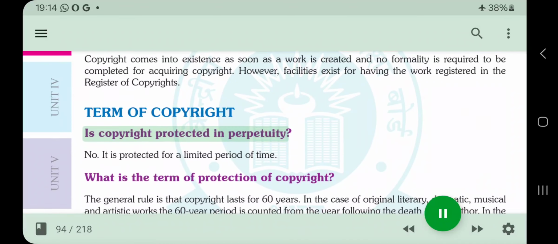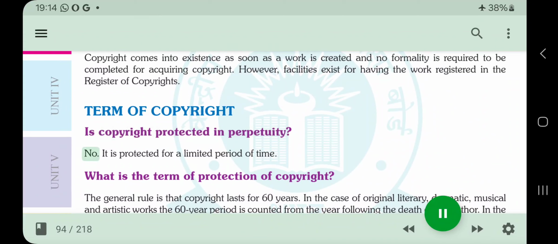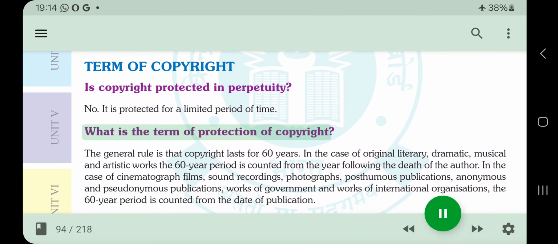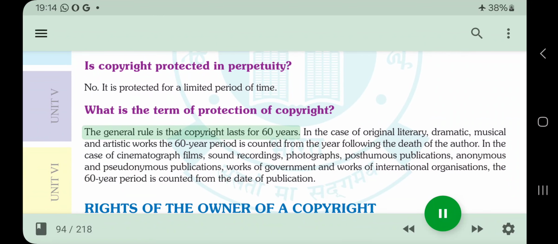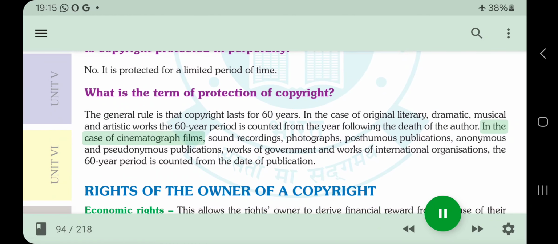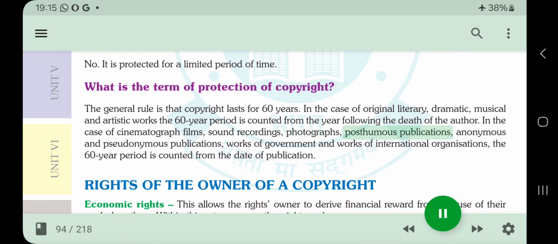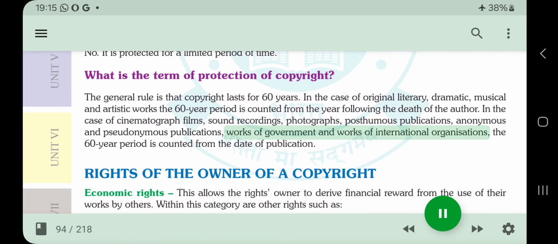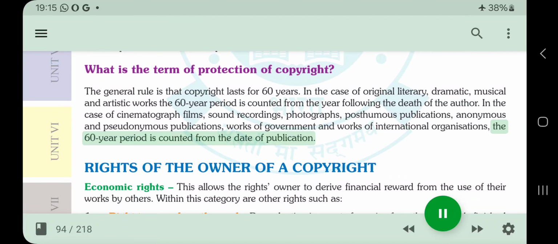Term of copyright. Is copyright protected in perpetuity? No. It is protected for a limited period of time. What is the term of protection of copyright? The general rule is that copyright lasts for 60 years. In the case of original literary, dramatic, musical and artistic works, the 60-year period is counted from the year following the death of the author. In the case of cinematograph films, sound recordings, photographs, posthumous publications, anonymous and pseudonymous publications, works of government and works of international organizations, the 60-year period is counted from the date of publication.